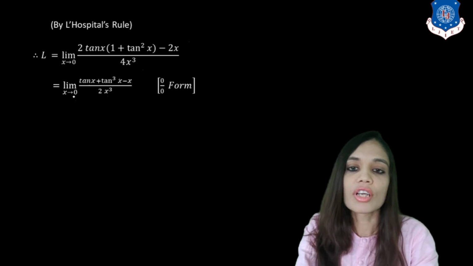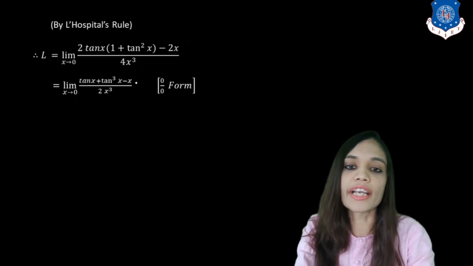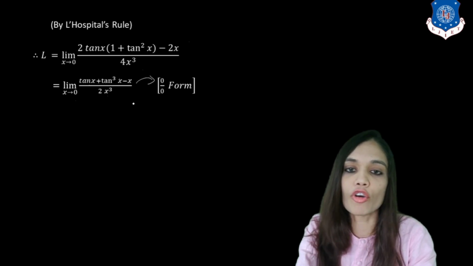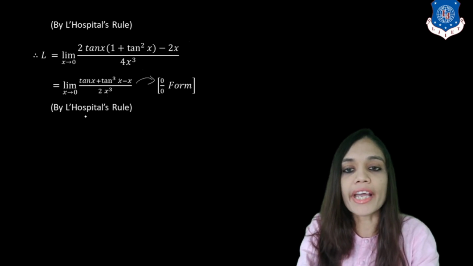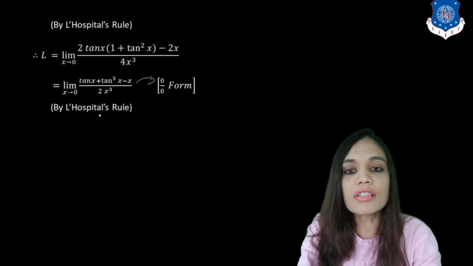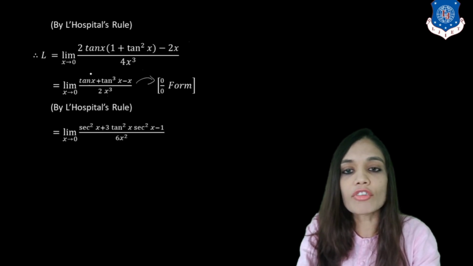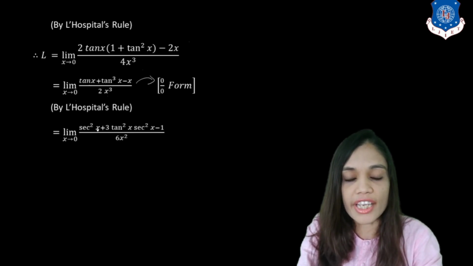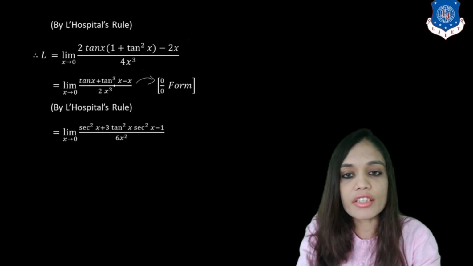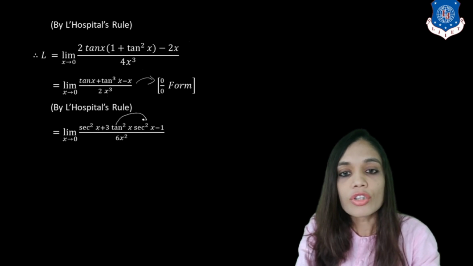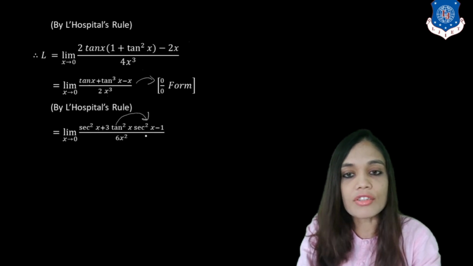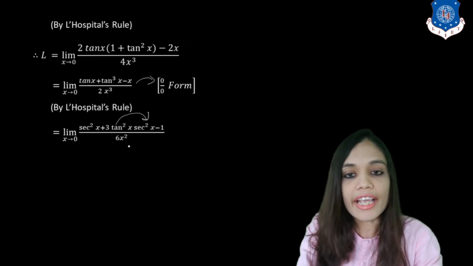Again, if you put x is equal to 0, you will get your 0 by 0 form. So simplify further by applying L'Hospital's Rule. So do the derivative of the numerator and denominator separately. So what you will get? Derivative of tan x will be equal to sec square x. Derivative of this will be equal to 3 tan square x. On applying chain rule, you will get (sec square x minus 1) upon 6x square.